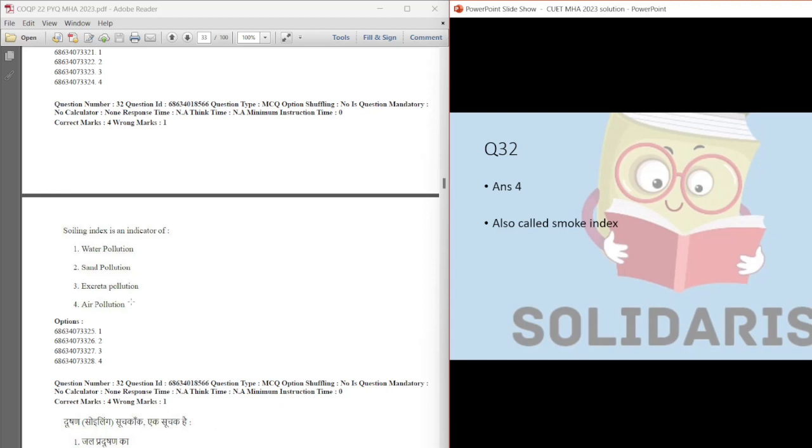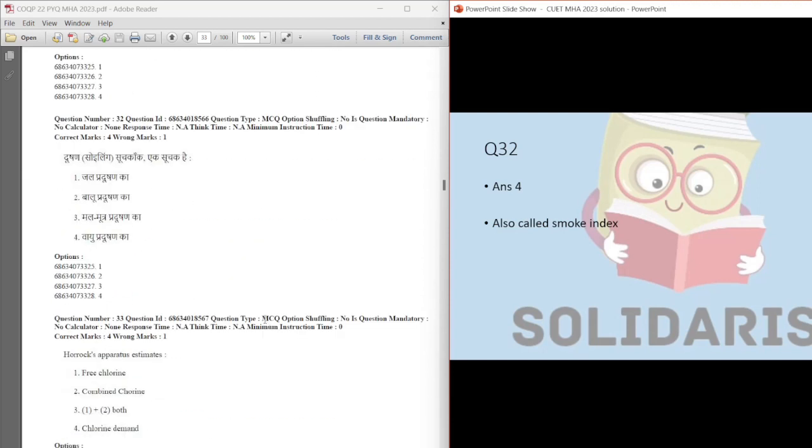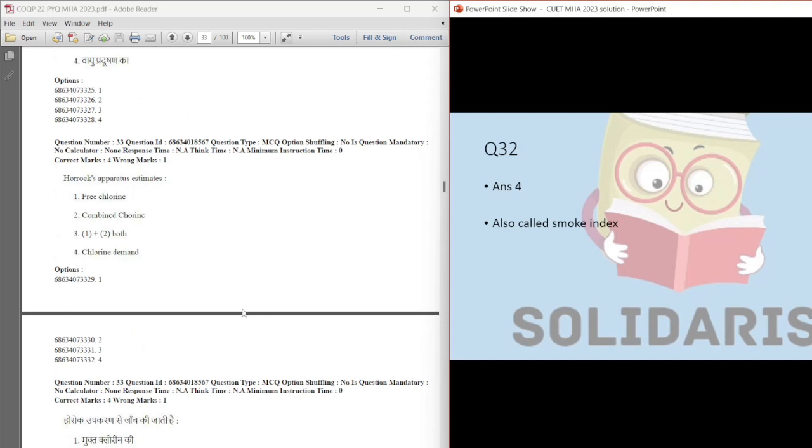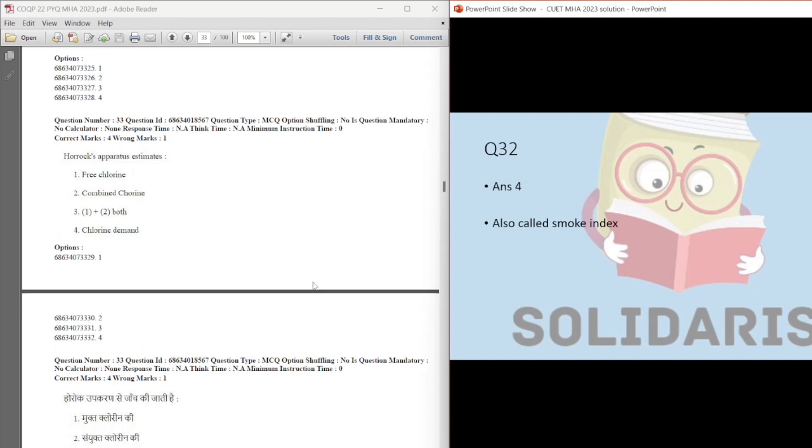Like air pollution is measured by the air quality index, and water pollution is measured by the water quality index. And sand pollution is a new term coming up right now, about how people are making the seashores dirty. I have very little idea about excreta pollution, but we will Google it later. If I find something, I will include it in the PPT and share it with you. Then let's go to the next question.